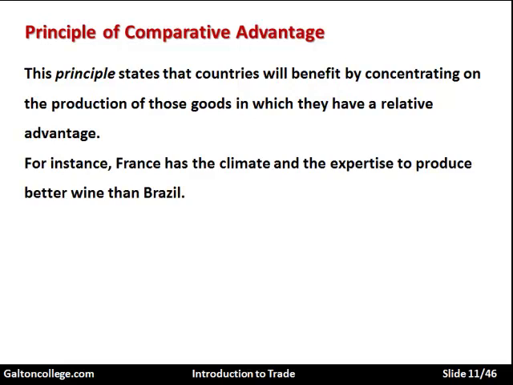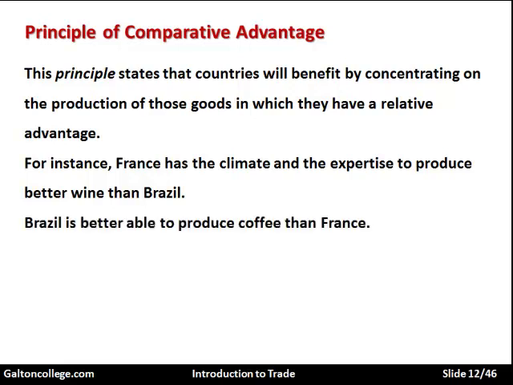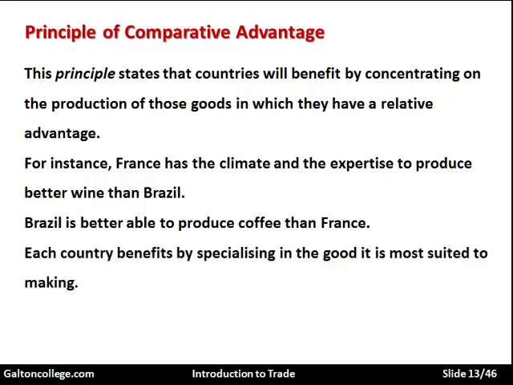For instance, let's say France has the climate and the expertise to produce better wine than Brazil. So we think of wine coming from France. France is a wine producing country. Brazil is not noted for wine growing. However, Brazil is better able to produce coffee or coffee beans than France. So each country benefits by specializing in the good it is most suitable in making. So in this case, Brazil produces coffee beans and France produces wine.